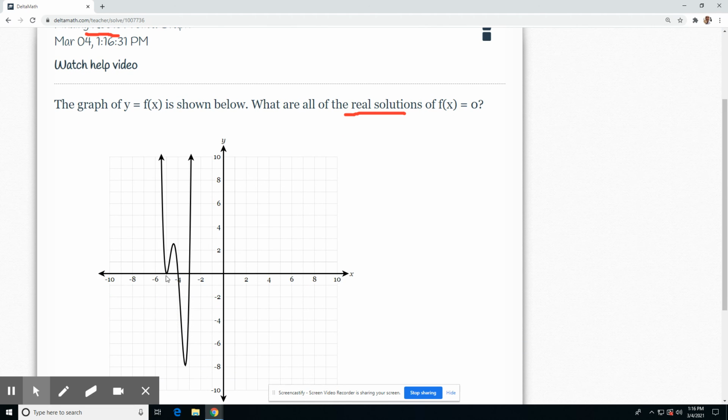Exactly the same kind of problem. When it bounces, that is a touch. So those are also values, and wherever it crosses.